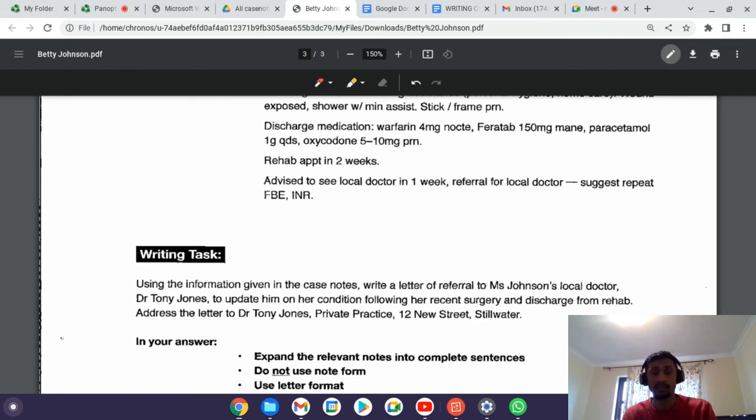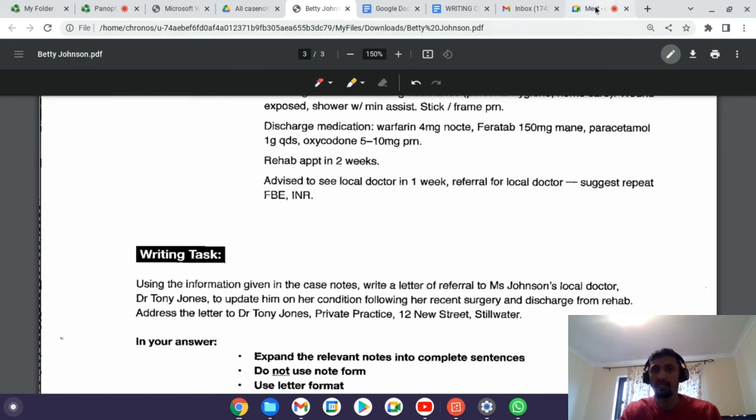From this writing task, what can you understand? Please tell me what information you got to write a letter. So here in this case, what is the purpose?